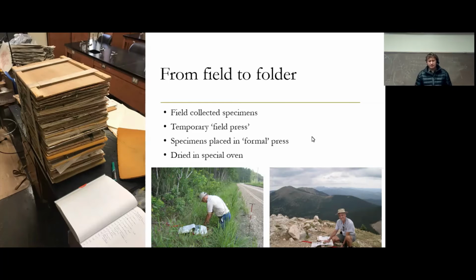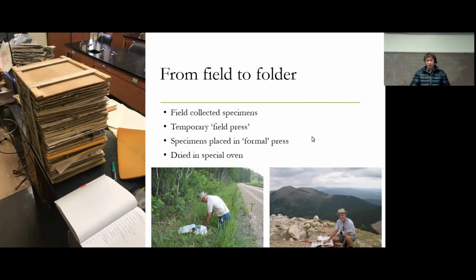Once we get back to the herbarium, the one pictured at left is a formal press where we use packing materials such as, it's almost like the underlayment for carpeting, and corrugated cardboard sheets along with blotter paper. Blotter paper is basically just a thick cotton rag paper.